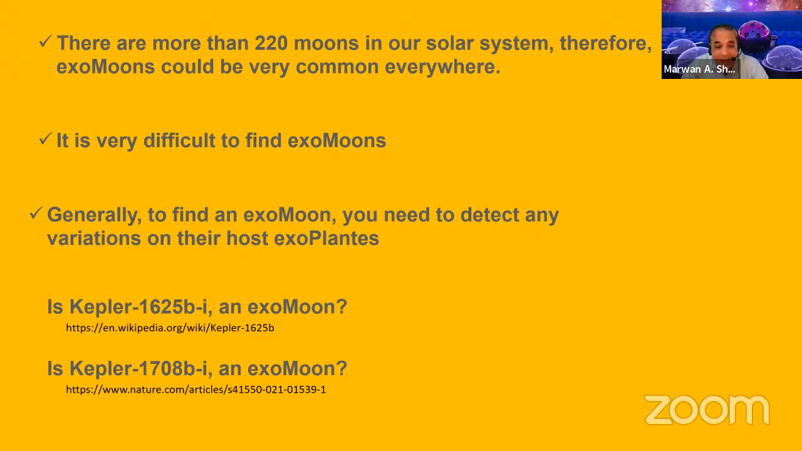We will understand this. Now, there are two candidates for exomoons: Kepler-1625b, if it contains the exomoon, which is I, and Kepler-1708b as well. Those are the two most promising exomoon candidates, but till now, we have no confirmed exomoons yet.